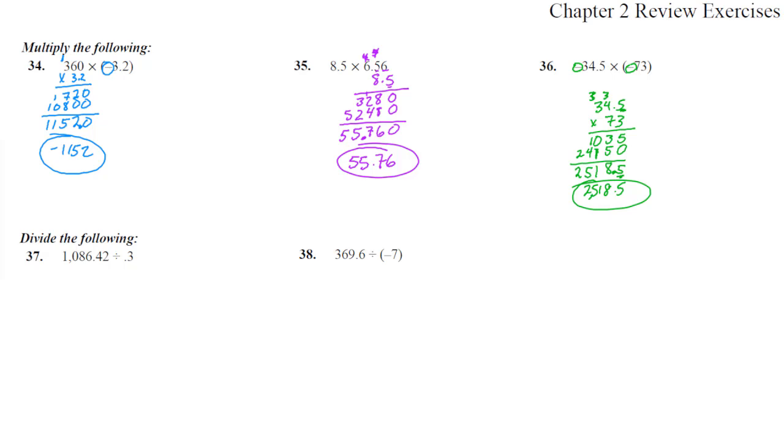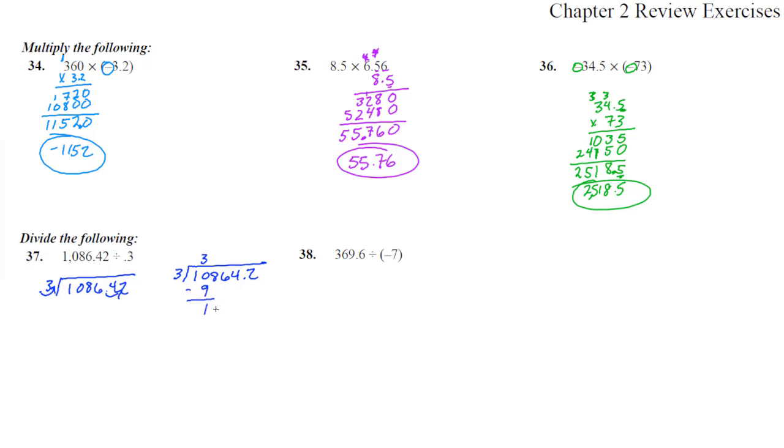Great. Okay, number 37. Let's write this out. 0.3 goes out here into 1086.42. And we're going to move the decimal once, so we really have 3 goes into 10864.2. That was important, moving the decimal one place to the right. I know my 3 times tables much better than my 0.3 times tables. 3 goes into 1. No. 3 goes into 10. 3 times. 3 times 3 is 9.